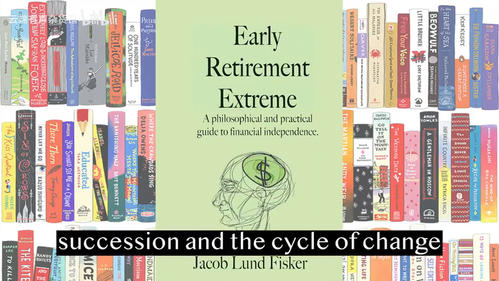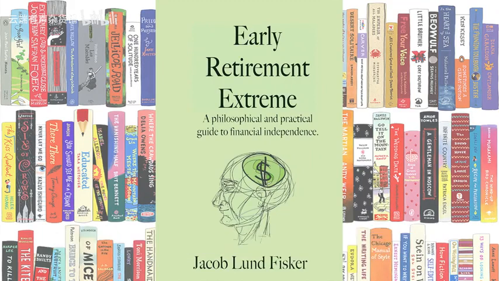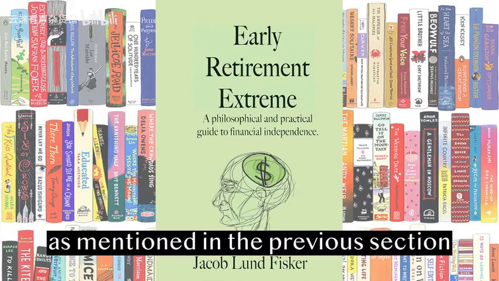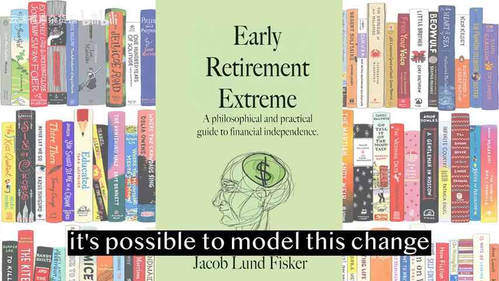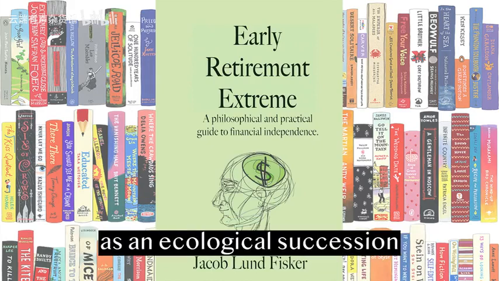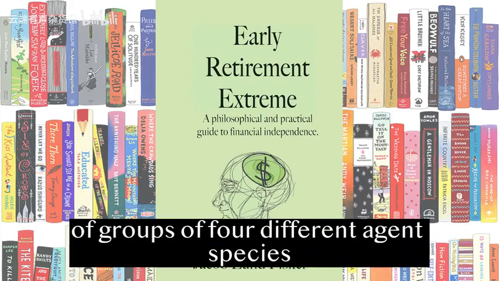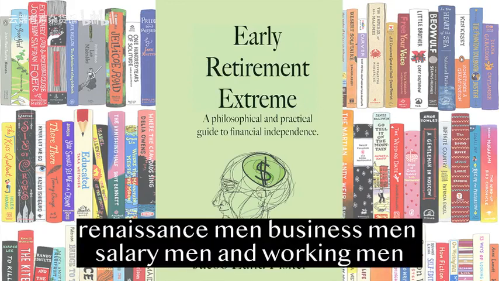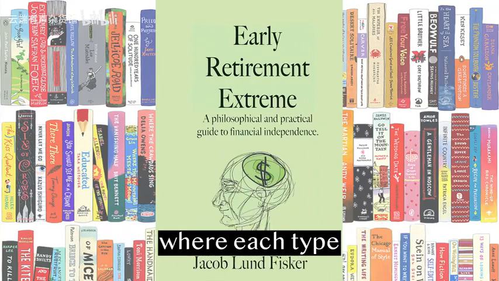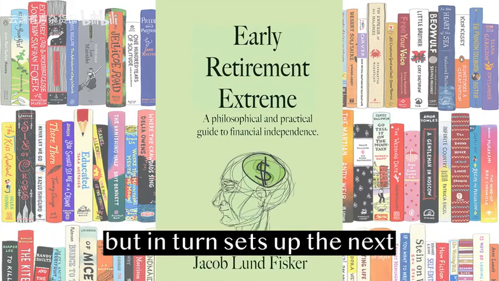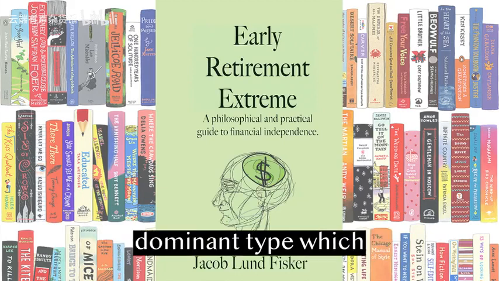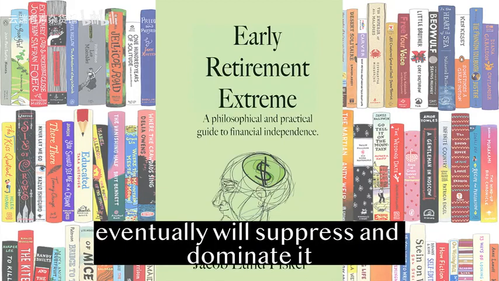3.2. Succession and the Cycle of Change. As mentioned in the previous section, different types dominate a culture during different periods. It's possible to model this change as an ecological succession of groups of 4 different agent species: Renaissance men, businessmen, salarymen, and working men, where each type feeds on the culture created by the previous type, but in turn sets up the next dominant type, which eventually will suppress and dominate it.